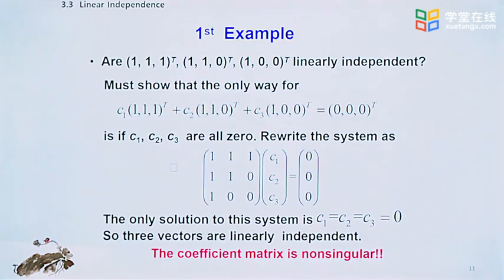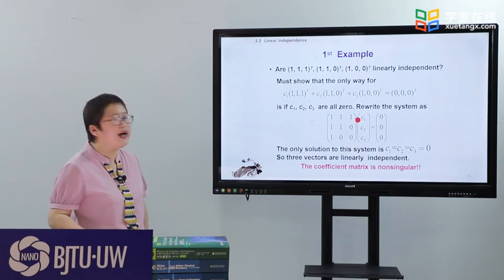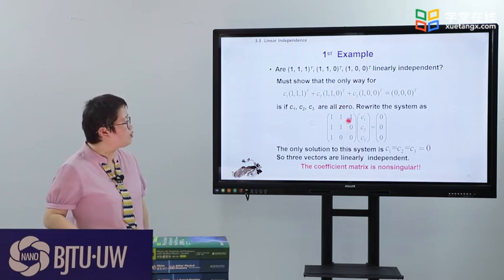Okay, see the first example. We just write this equation: c1 times this one plus c2 times this vector plus c3 times this vector equals 0, 0, 0. Then this is a homogeneous linear system where c1, c2, c3 are unknown variables. You solve this one, and the only solution to this system is c1 equals c2 equals c3 equals 0. So the three vectors are linearly independent. The coefficient matrix is non-singular, you can find. This matrix is row equivalent to the identity matrix. It is a non-singular matrix.